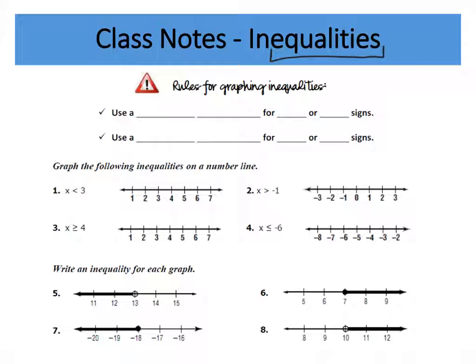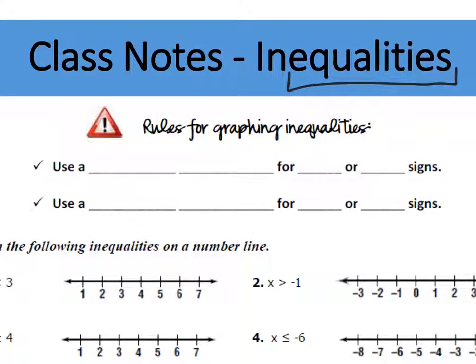So there are some rules for graphing inequalities. And we're going to graph them and solve them together, so it's really important that you know how to do them correctly. So when you are graphing inequalities, you will use an open circle when you have the less than sign or the greater than sign. An open circle is like an opened round.